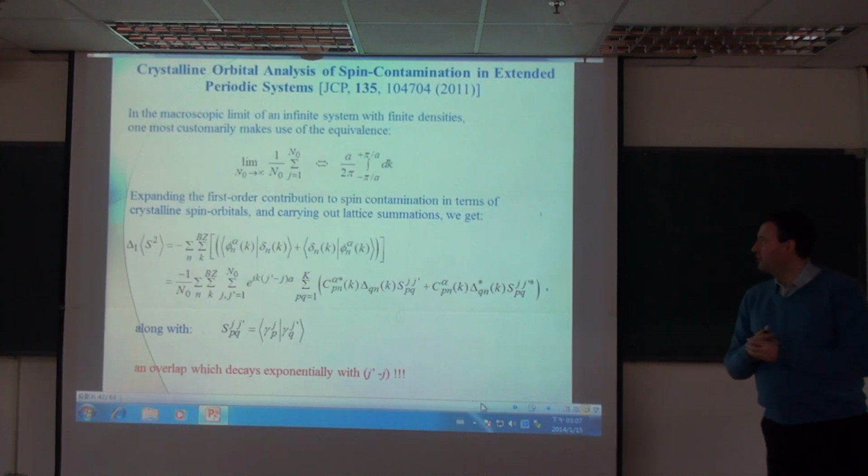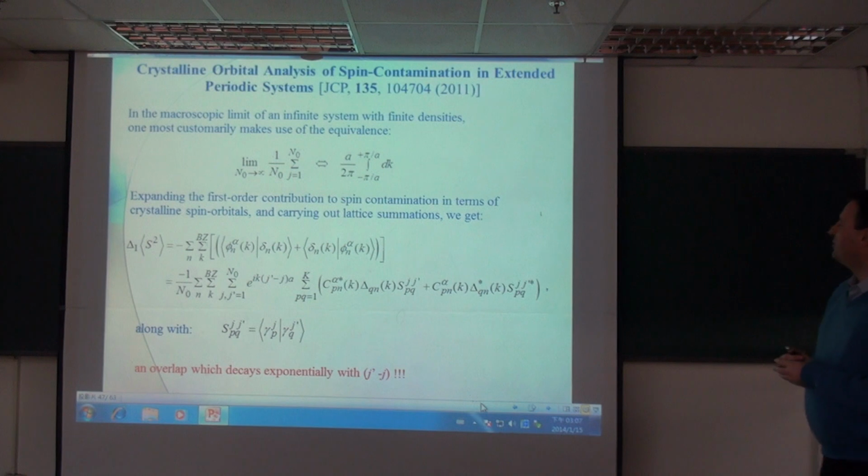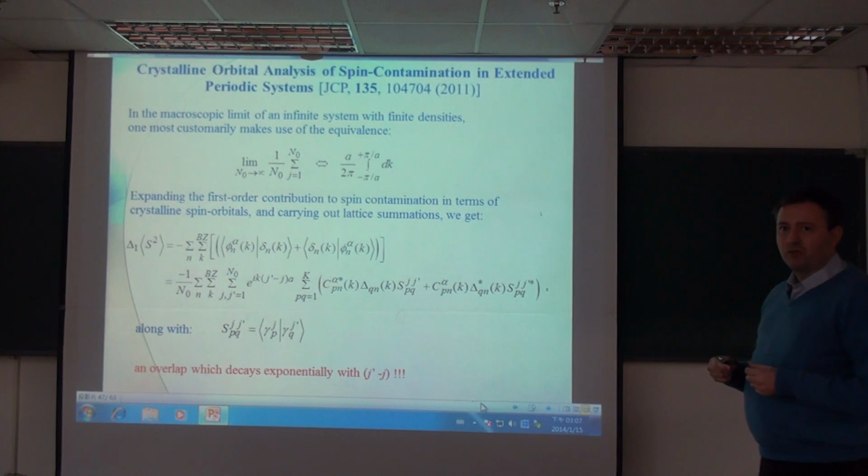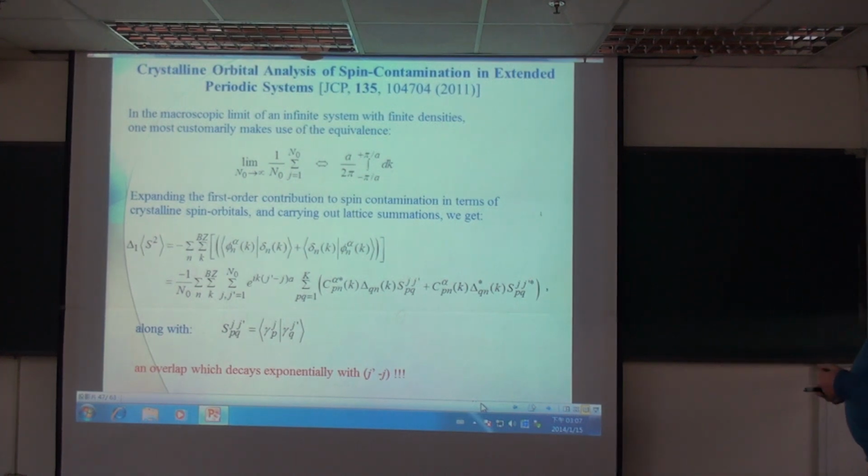Also, we will turn to the macroscopic limit, thus given an infinite system with finite densities, and we will make use of this equivalence here. Thus we will turn this summation over cells into integration over the first Brillouin zone. Let's proceed now with the first order contribution to spin contamination. Thus we translate it in terms of crystalline orbitals. We carry out lattice summations, and after some mathematics, we get this quite complicated formula here.